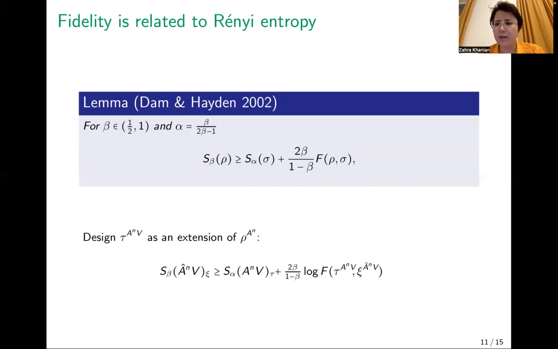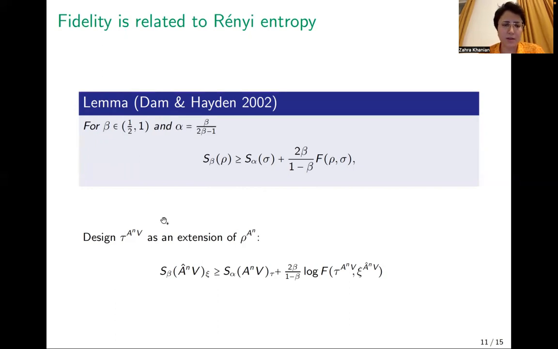One of the main ingredients that I use in my arguments is this lemma, which is quite old, actually, from Van Dam and Hayden from 2002. If we have any quantum states, then we can relate their fidelity to their Rényi entropies as shown in this equation. If beta is in the interval between 1/2 and 1, and alpha is a function of this beta, then we can show that the fidelity is bounded like this. As I said, this is one of the main ingredients that I use to show the strong converse property.